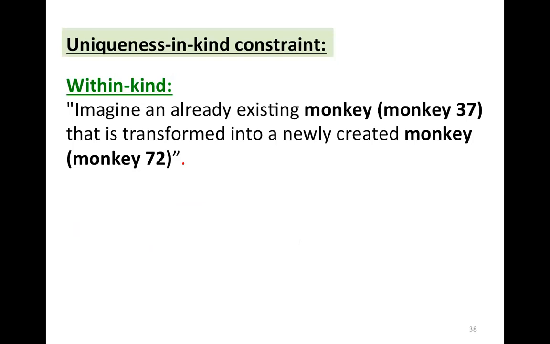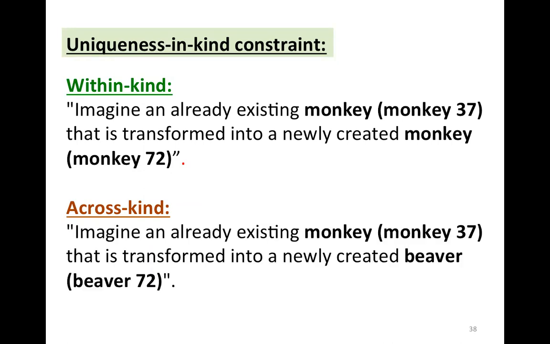So imagine an already existing monkey, monkey 37, that is transformed into a newly created monkey, monkey 72. That's the within kind, which should be ruled out. And across kind, imagine an already existing monkey, monkey 37, that is transformed into a newly created beaver, beaver 72, which should be a possibility. And participants had to say for these putative transformations whether they could ever happen.